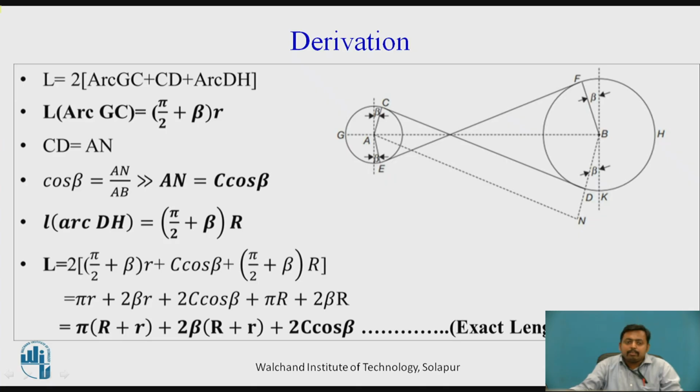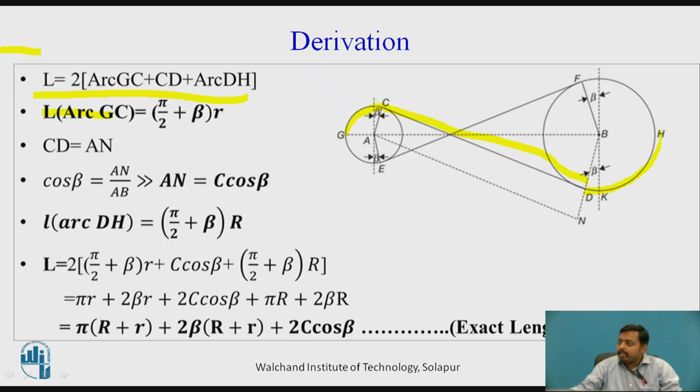Now, as in the length of open belt, we have seen length of arc is equal to twice arc GC plus CD plus DH. This is the length of arc and we have to multiply by 2 because it is symmetrical. Now we'll find out the individual components. First component is length of arc GC. So length of the arc GC can be calculated by angle into radius.